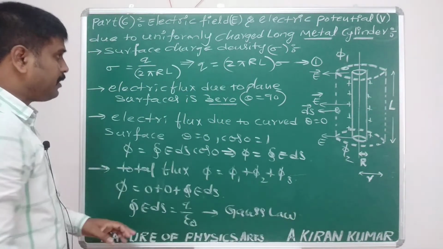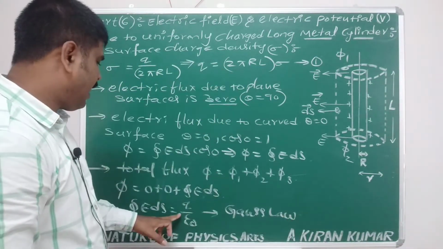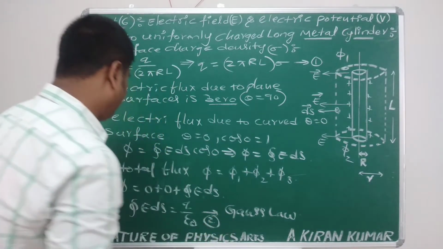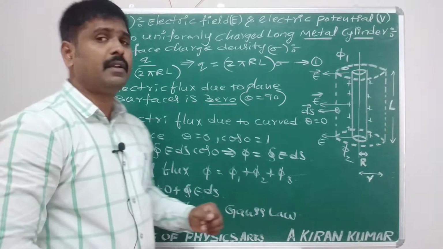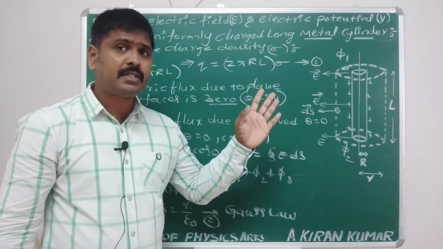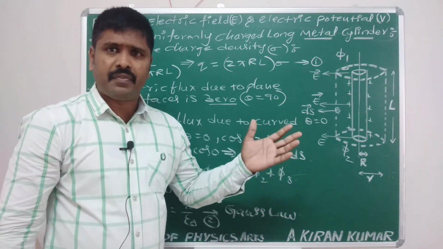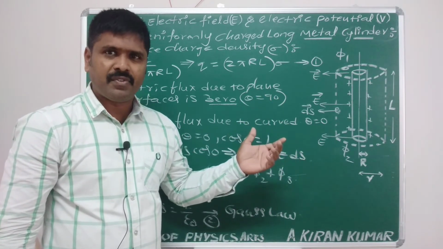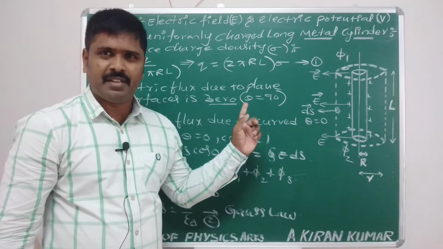I will use equation 1 and equation 2, and based on that we will get the electric field intensity: first outside the surface, second on the surface, and next inside the surface. Step by step we will discuss. Just a second, I will clean the board.